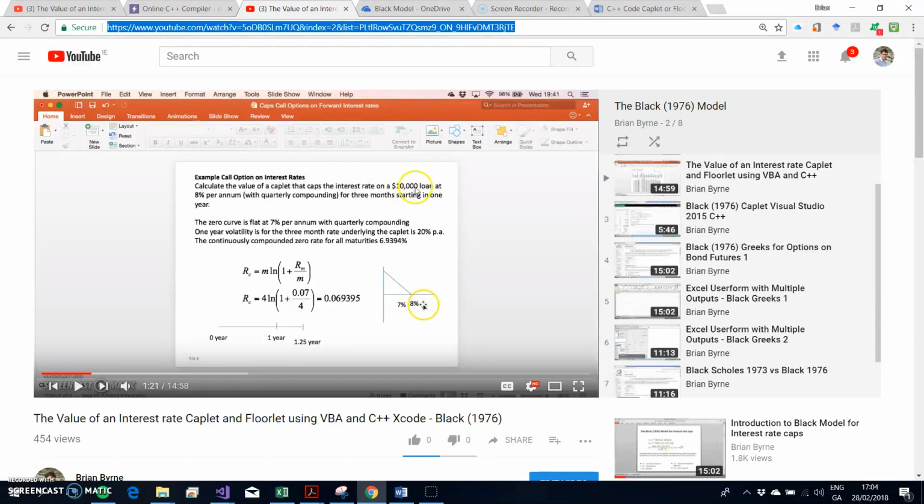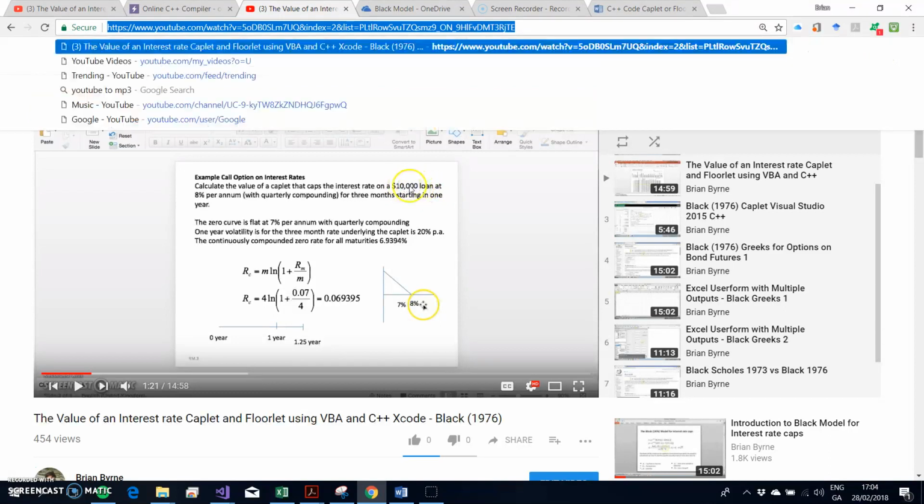and we're borrowing a sum of $10,000, and we're trying to cap at 8%, and this rate is quarterly and it's for 3 months. And then we're saying that the zero curve is flat. In other words, again, an unlikely type of situation, the term structure of interest rates is flat at 7%, and it's specifically quarterly compounding. And then we have the 1 year volatility for a 3-month rate is 20%.